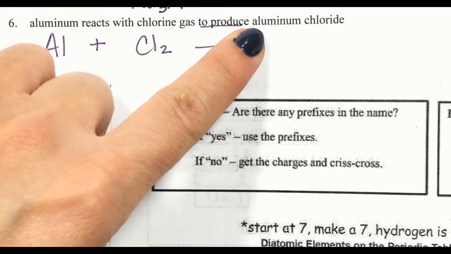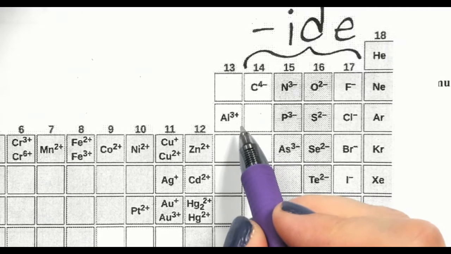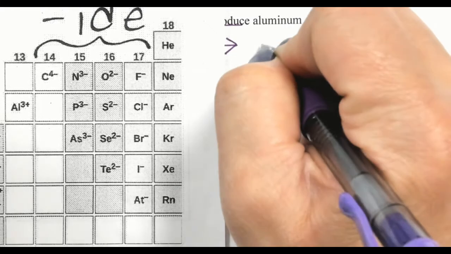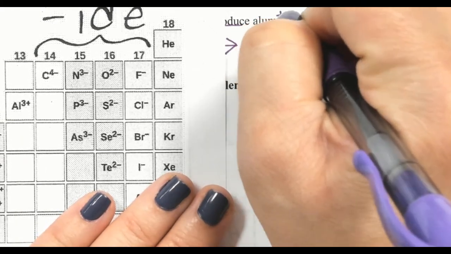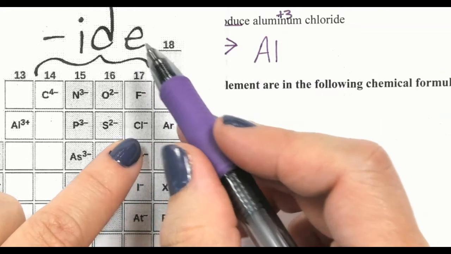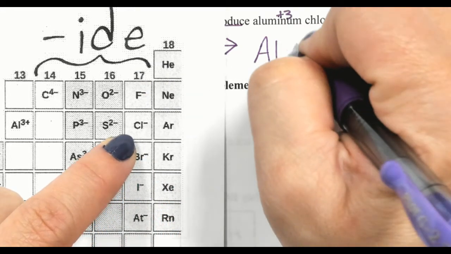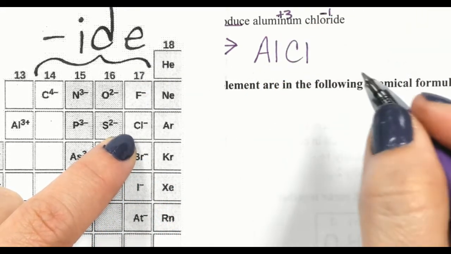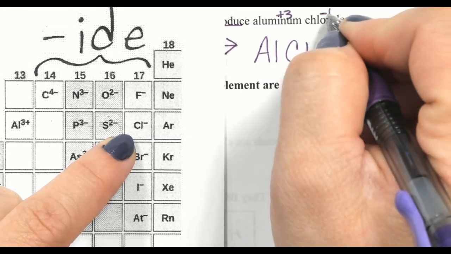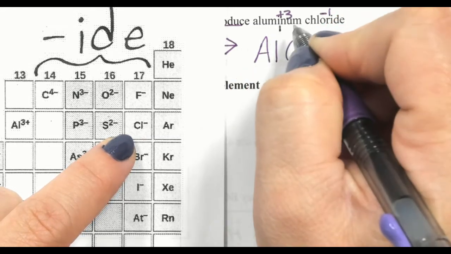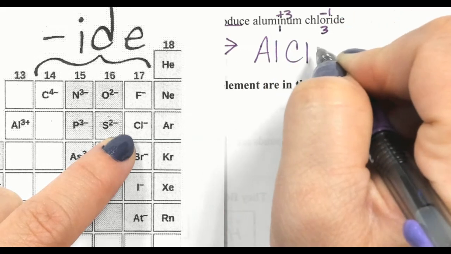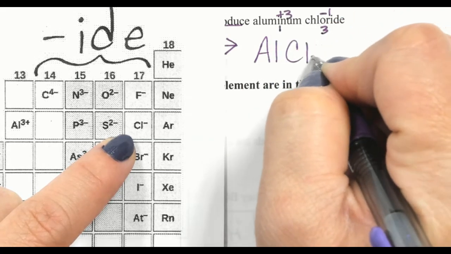So the charge for aluminum on the periodic table is here. It's Al with a +3 charge. So I'm going to write Al, and up here I'm going to write the +3. And then chloride, ide, it's in the ide section, so I'm going to come here and put Cl, and it has a -1 charge. So now I'm going to crisscross the charges. This means I need a subscript of 1 after aluminum, and this means I need a subscript of 3 after the chloride, so it's AlCl3.